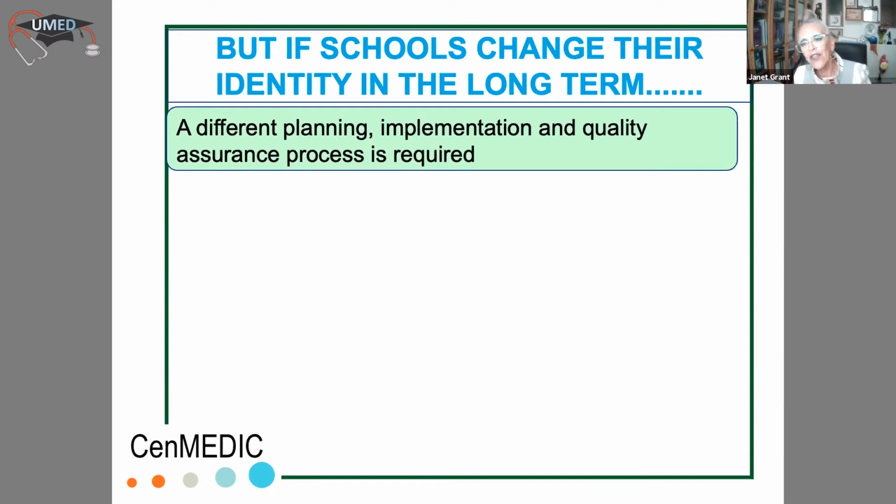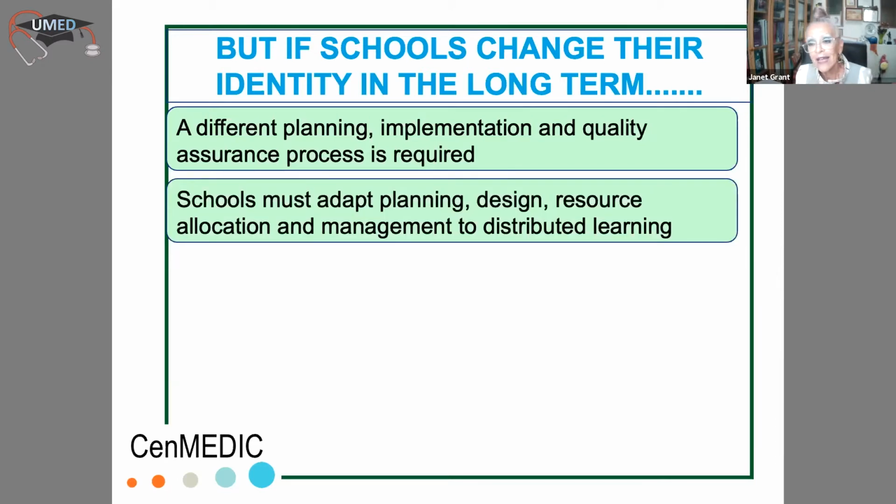So changing that perspective on the way in which you see the distribution of students and learning and experience means that you actually have to change your perspective on what the Central Medical School does and how it does it. And that means that if that balance changes, schools need to adapt their planning, their design, their resource allocation, and their management to distributed learning, to seeing your school as a place not where students are centrally located, but as a place where students are distributed all over the place.